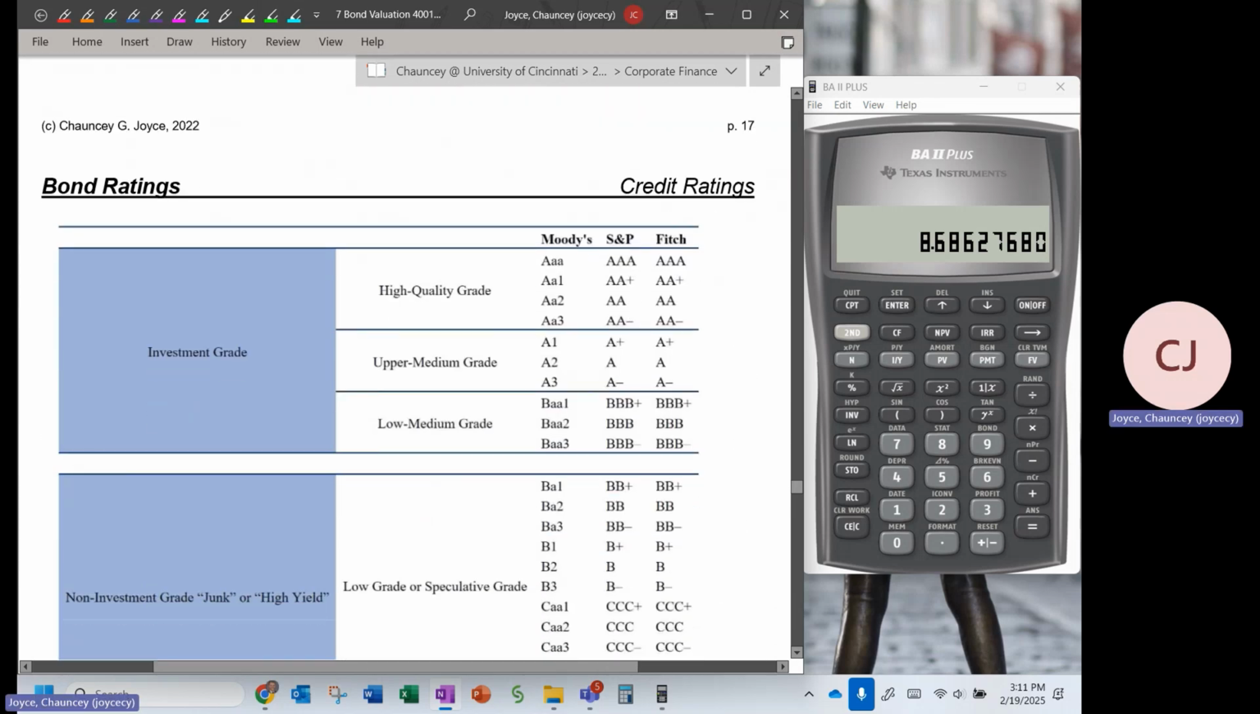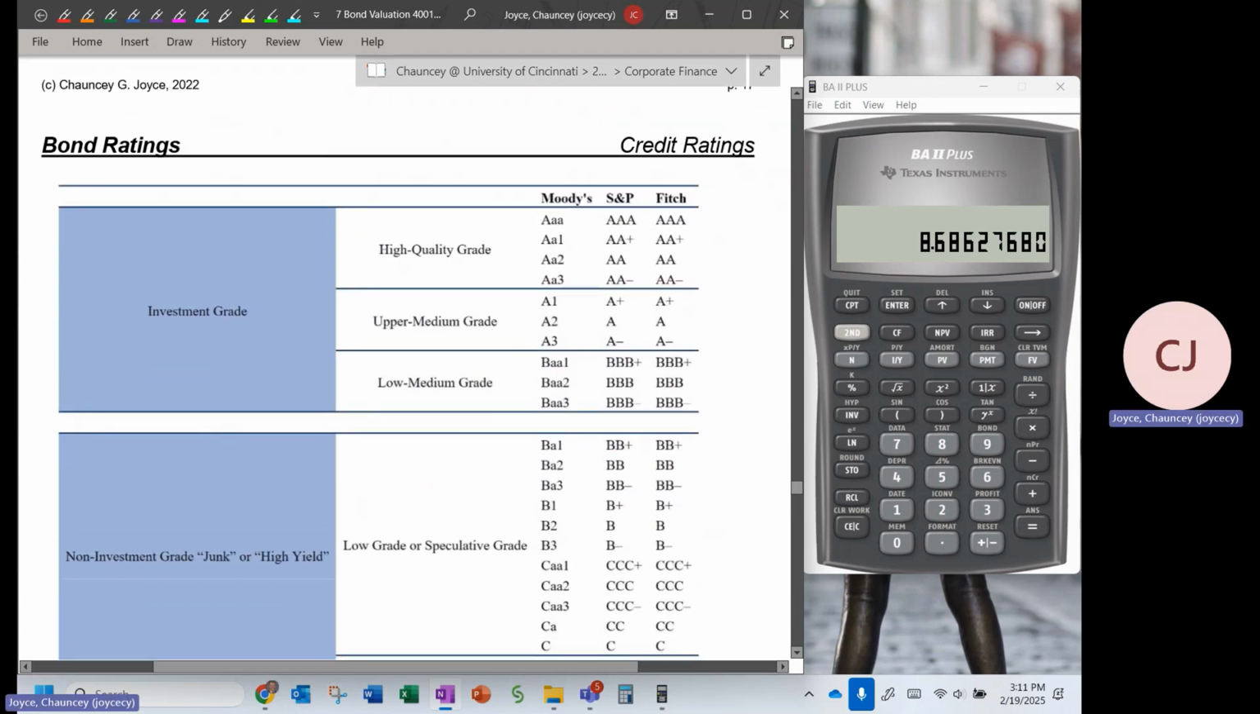So let's look at now credit ratings. There's a few credit rating agencies here, Moody's, S&P, and Fitch. So these are considered investment grade. The first ones include AAA bonds, AAs, As, Baa1, Baa2, Baa3 for Moody's, or BBB plus, BBB minus. Those are all considered investment grade.